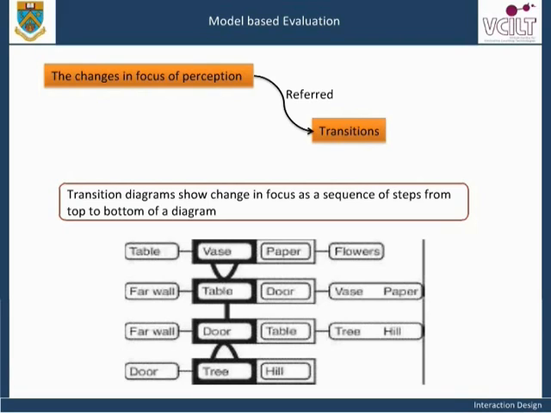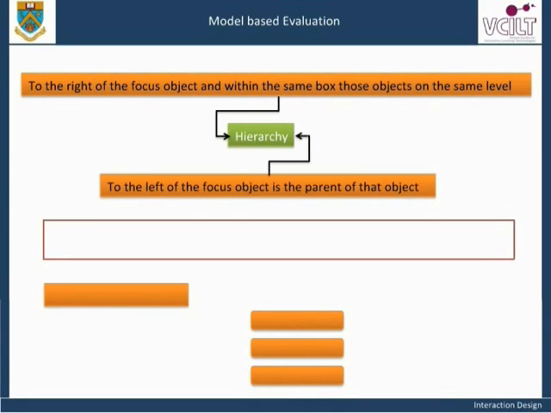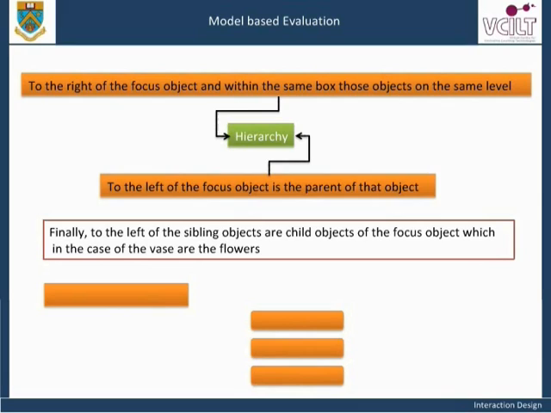Transition diagrams show change in focus as a sequence of steps from top to bottom of a diagram. In the diagrams, the object currently focused on is outlined in black in the first step. Below that is the vase. To the right of the focus object, and within the same box, are those objects on the same level of the hierarchy. In the first step below, the only sibling of the vase is the paper. To the left of the focus object is the parent of that object, the object that is directly above it in the hierarchy. For the case of the vase, the parent is the table. Finally, to the left of the sibling objects are child objects of the focus object, which in the case of the vase are the flowers.